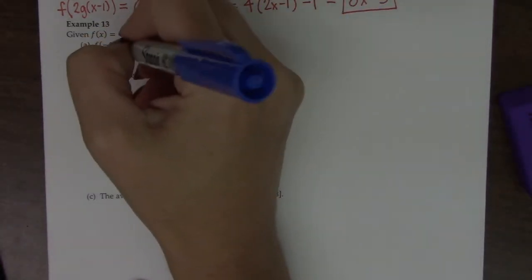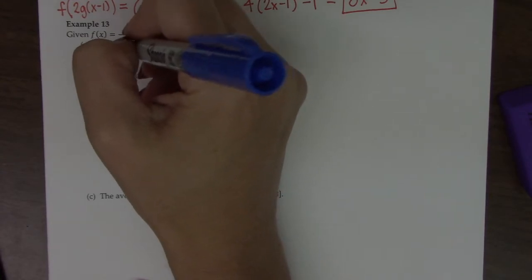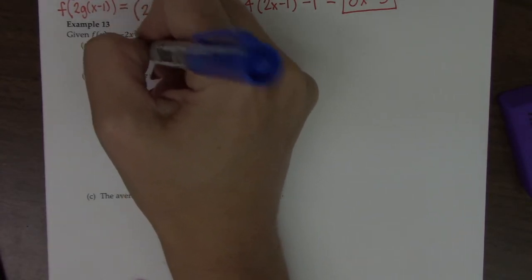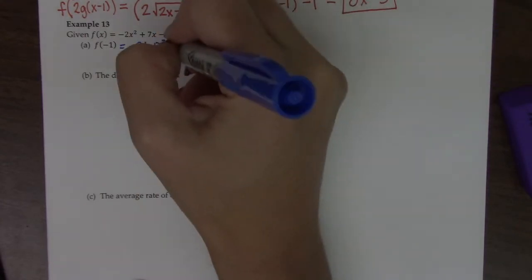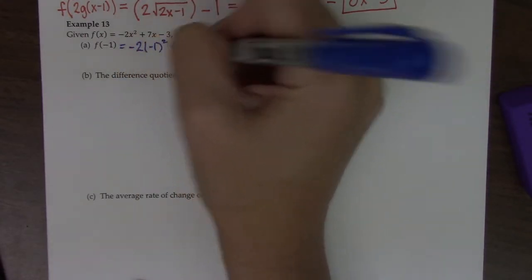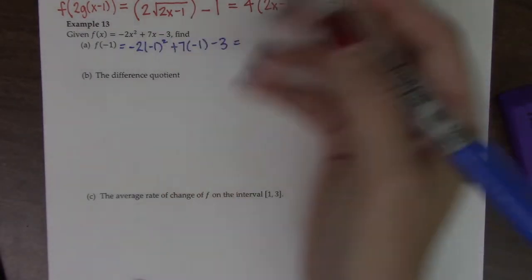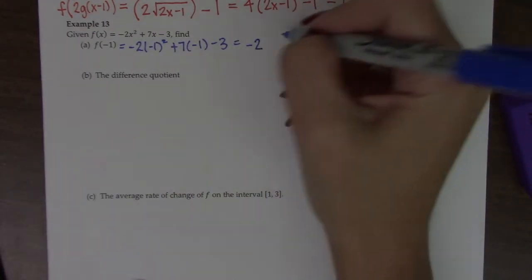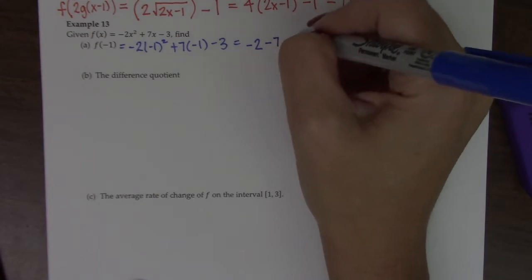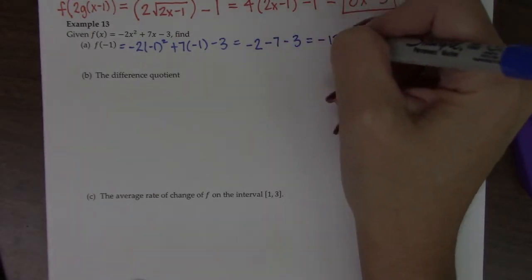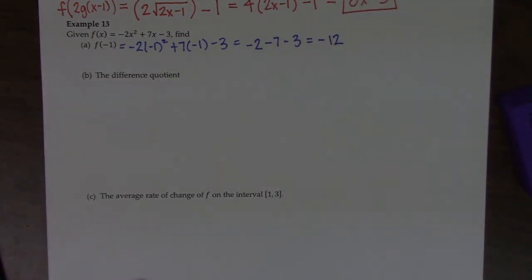So if we do that, f of negative 1 is negative 2 times negative 1 squared plus 7 times negative 1 minus 3. So this is negative 2 times 1, which is negative 2, minus 7, minus 3, and we should get negative 12.